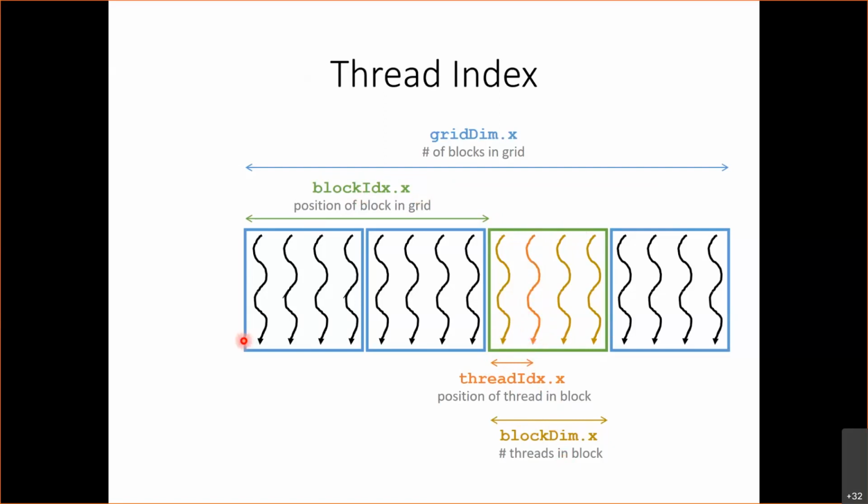Okay. Now, if I want to find the index of this orange thread with respect to the beginning of the grid, so in other words, its global index, then in this case, what I would do is I would take the block index, which is 2 blocks, multiply it by the block dim, which is 4. That gives me 8 threads. And then I would add threadindex.x, which is 1. So the index of this thread would be 9. Okay? And that's going to be important.